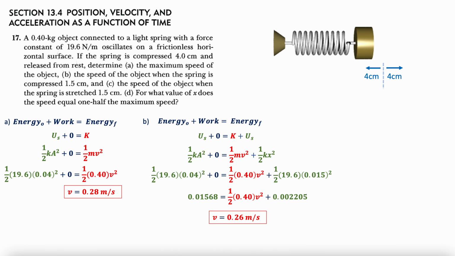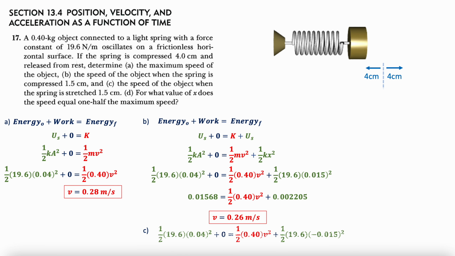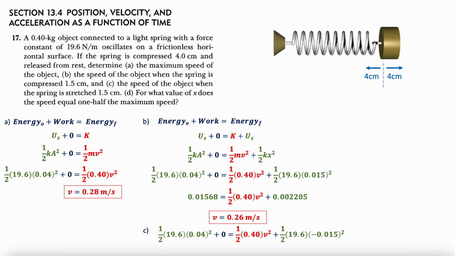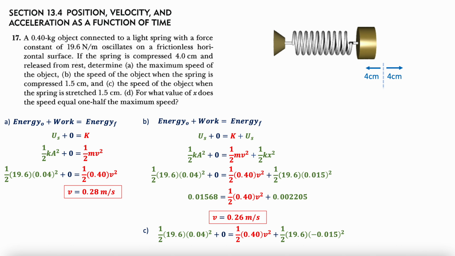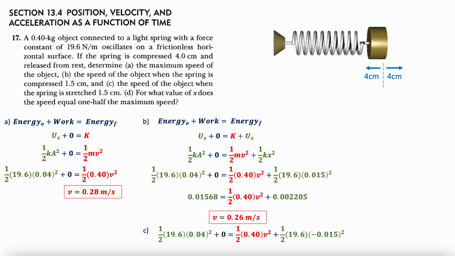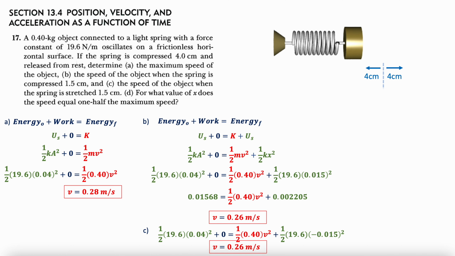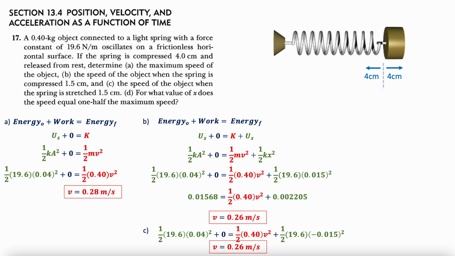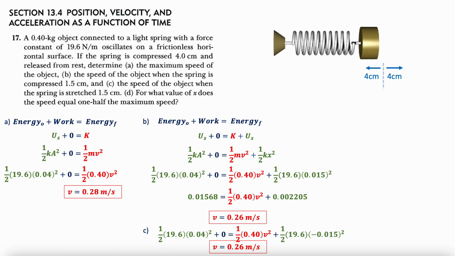C, what happens if it's stretched that far? Well, in this case, the only difference is the displacement is now negative 0.015. Because it's squared, we lose the negative sign, and it's probably pretty obvious it's going to be the exact same velocity.